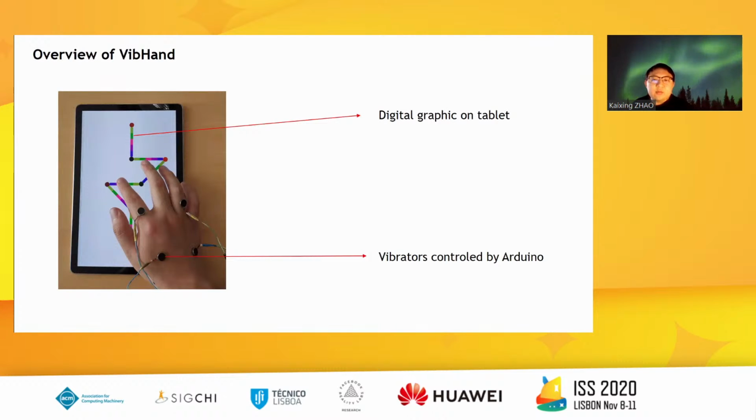Before presenting our study in detail, I'd like to give an overview of VibHand. It combines a tablet and 4 vibrators placed on the back of the hand. As you can see, the graphic is presented directly on the tablet without any other special processing. As in the Tech Lead study, the tablet vibrates when one finger touches a single part of the graphic. Additional vibrations on the back of the hand provide directional feedback to compensate for the absence of tactile cues under the fingertip.